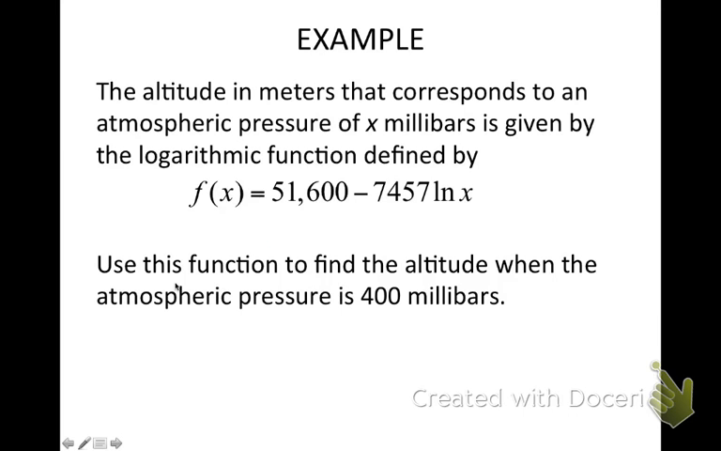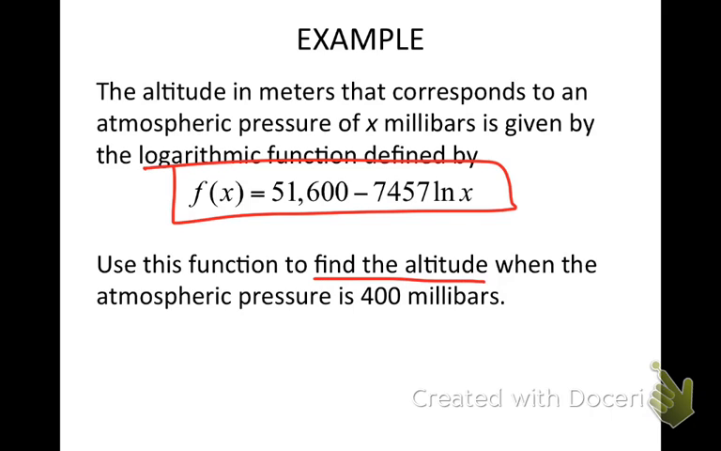All right, so now let's use it in an actual function and apply it. I would just write this equation or function down. The altitude in meters that corresponds to an atmospheric pressure of x millibars is given by the logarithmic function defined by f of x is equal to 51,600 minus 7,457 natural log of x. We want to use this function to find the altitude. So find the altitude when the pressure is 400 millibars.